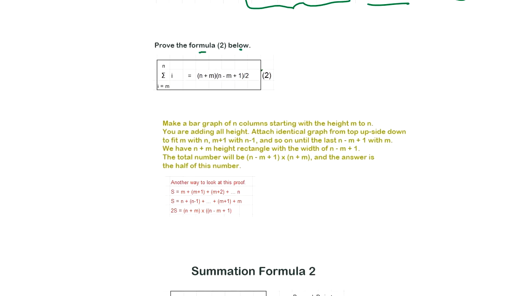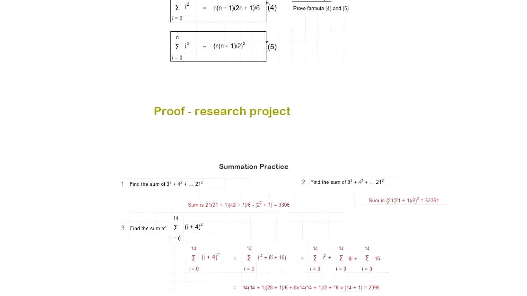This is how to prove this. You can stop the video and read it, but I already explained it to you. You have the number of times you add, which is this, and the value where you take the average. This and this give you the average. So that is summation formula 2.